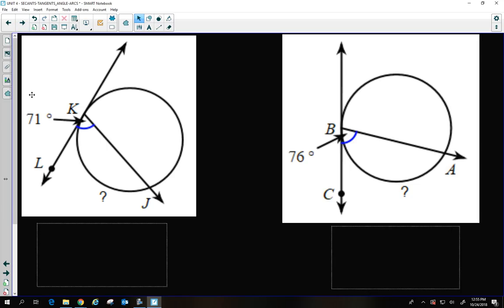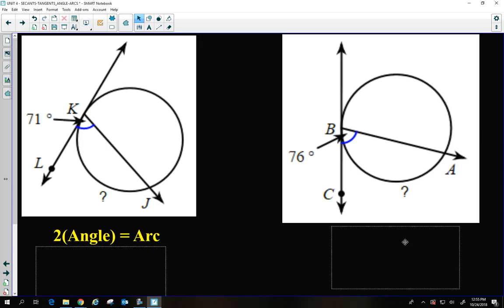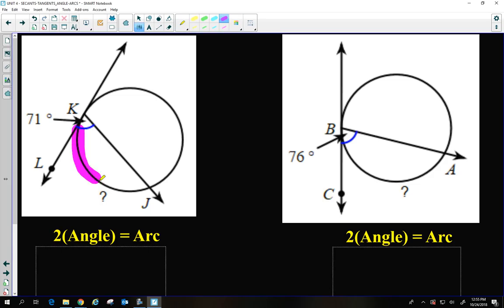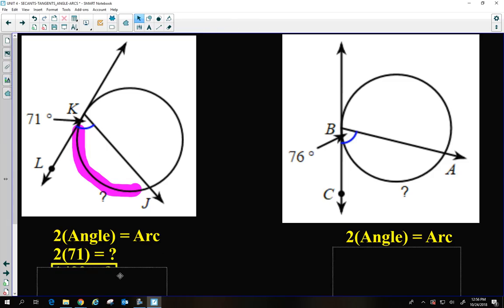In these two pictures, I have a tangent intersecting a secant. We get an angle formed, and so the relationship that I'll write down for both of them is 2 times the angle equals the arc. And so over here, the angle is 71 degrees. And so I want to find out how big this arc is. So I plug in 71 degrees for angle, question mark for the arc, and find that it's 142 degrees.